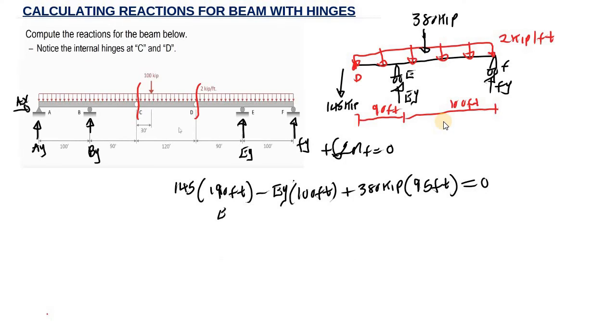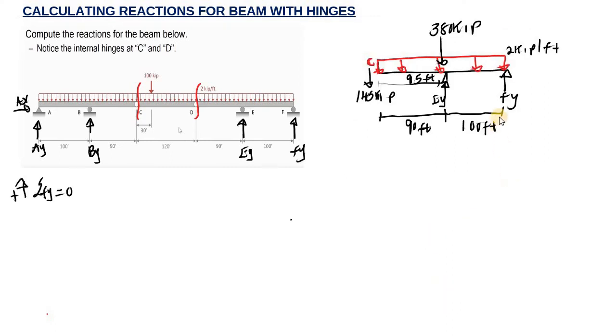So if you calculate for EY, you're going to get EY is equal to 636.5 kip. So EY is 636.5 kip. Now, as you can see, this is a positive value, so meaning this is acting upward. Our assumption is correct. Now, we are left with just FY, so we're going to calculate FY.